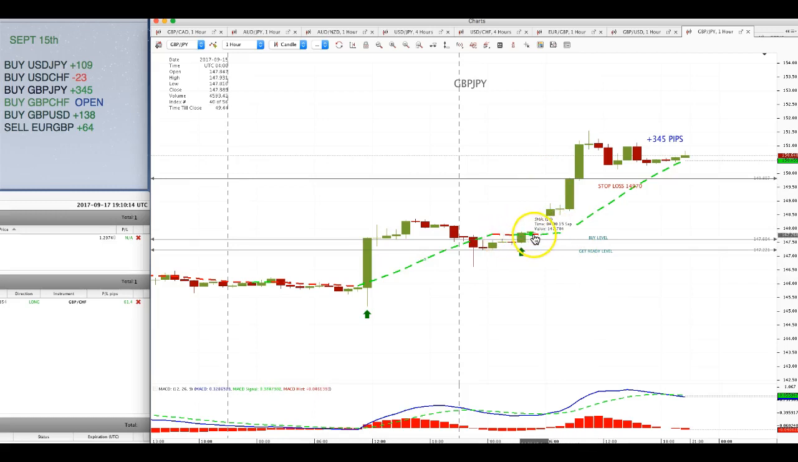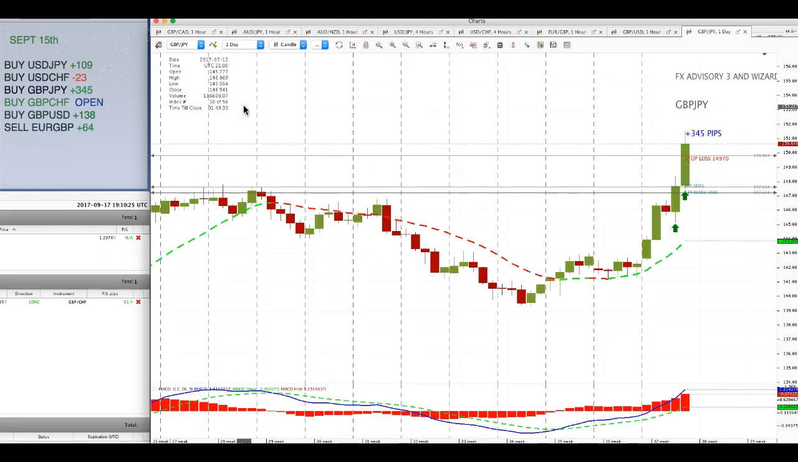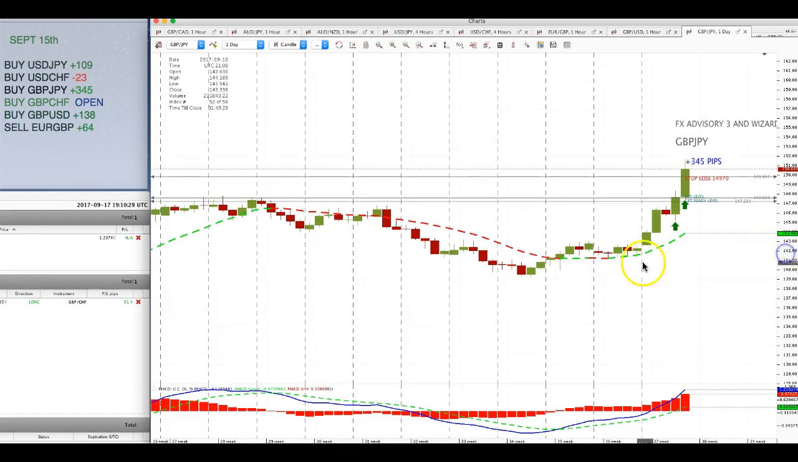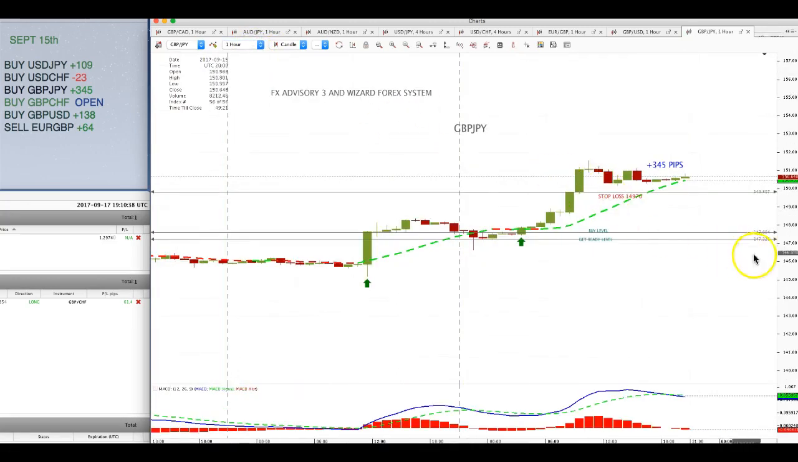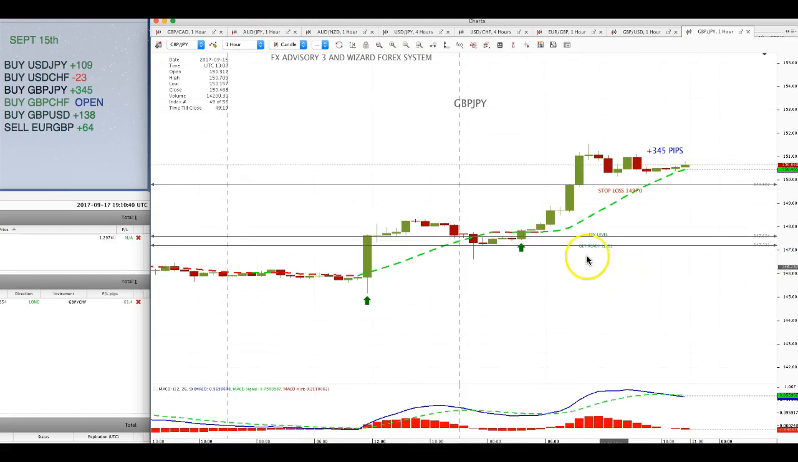So I'd like to see price close above the 14 moving average line, mirroring the daily and the 4 hour charts. If I switch over to the daily chart, price is above that 14 moving average line. So I know we're in a strong uptrend. 4 hour chart, price again is above the 14 moving average line, and then I switch over to the 1 hour chart for my entries. The advisory indicator and the wizard gave me a buy signal.